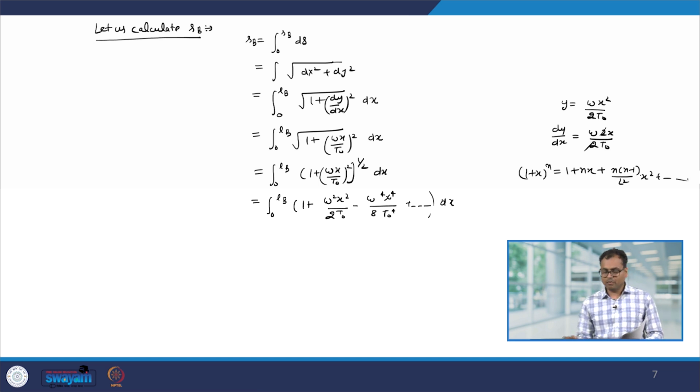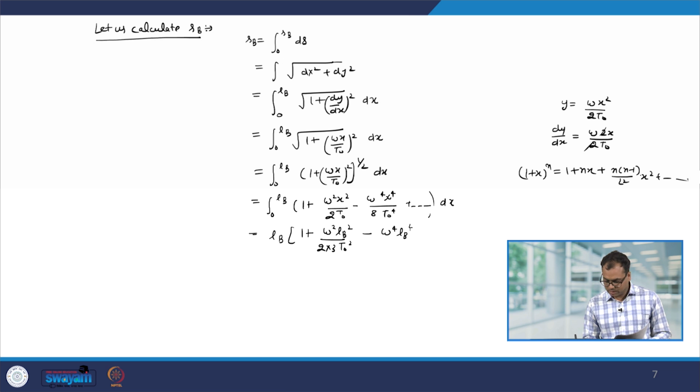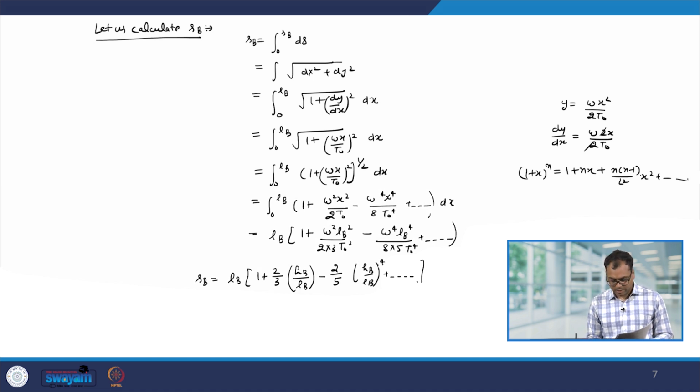And now we can very easily integrate this. So, it will be LB times 1 plus W square LB square over 2 into 3 T naught square minus W to the power 4 LB to the power 4 over 8 into 5 T naught to the power 4 plus dot dot dot, or SB will be LB times 1 plus 2 by 3 HB over LB whole square minus 2 by 5 HB over LB to the power 4 and so on, wherein we have used T naught equal to W LB square over 2 HB.